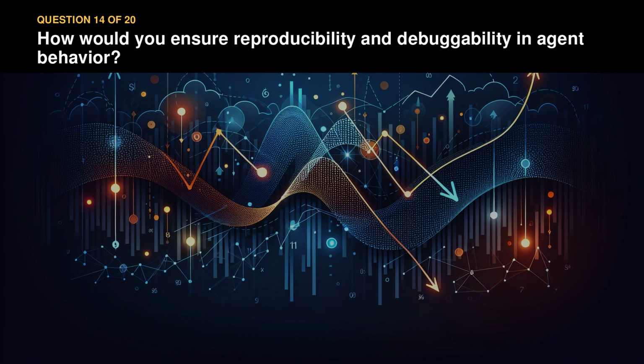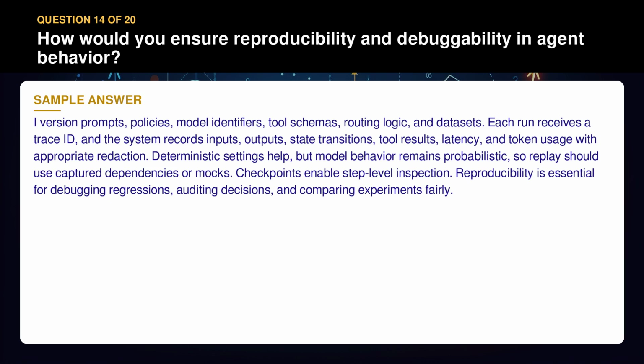Question 14. How would you ensure reproducibility and debuggability in agent behavior? I version prompts, policies, model identifiers, tool schemas, routing logic, and datasets. Each run receives a trace ID and the system records inputs, outputs, state transitions, tool results, latency, and token usage with appropriate redaction. Deterministic settings help, but model behavior remains probabilistic, so replay should use captured dependencies or mocks.